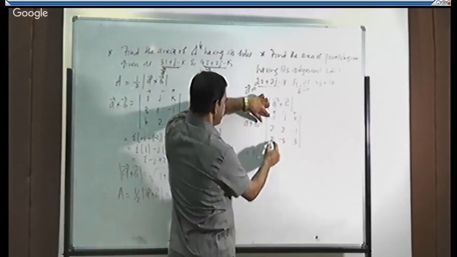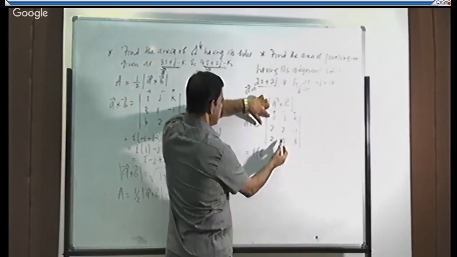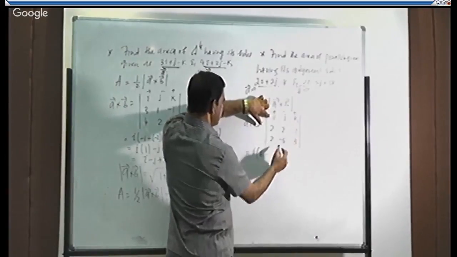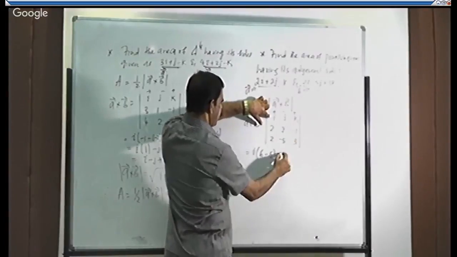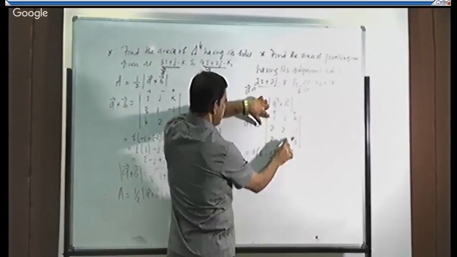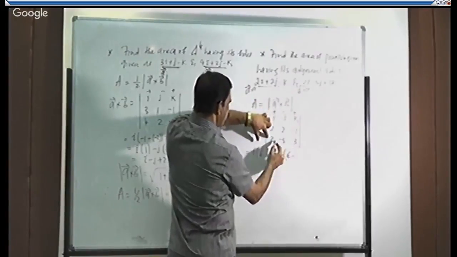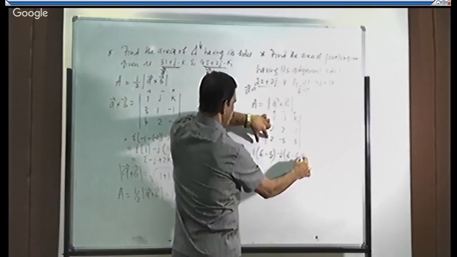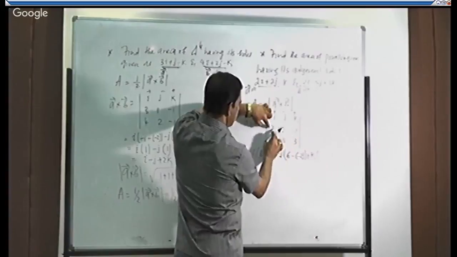i into, leave the column and row, 2 3s are 6, minus 1 into minus 5, that is plus 5. Minus j into, leave this column and row, again 3 2s are 6, minus 2 into minus 1 is minus 2. Plus k into, leave this column and row, 2 into minus 5 is minus 10.